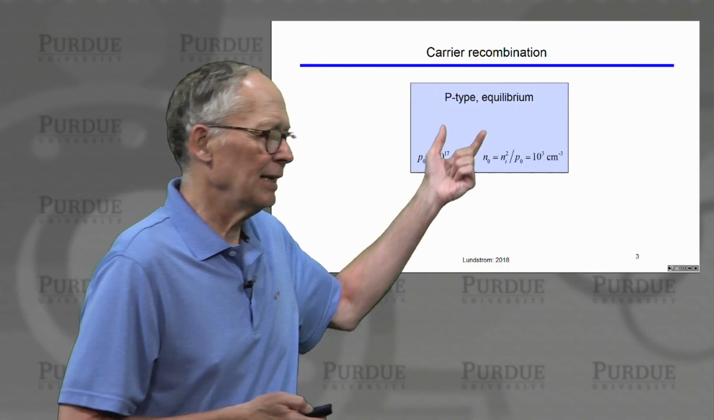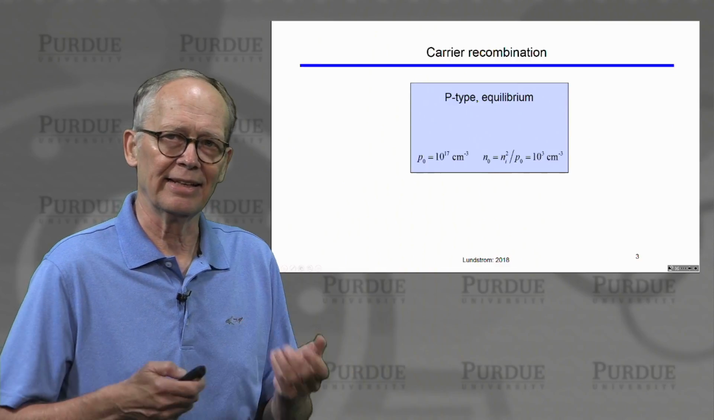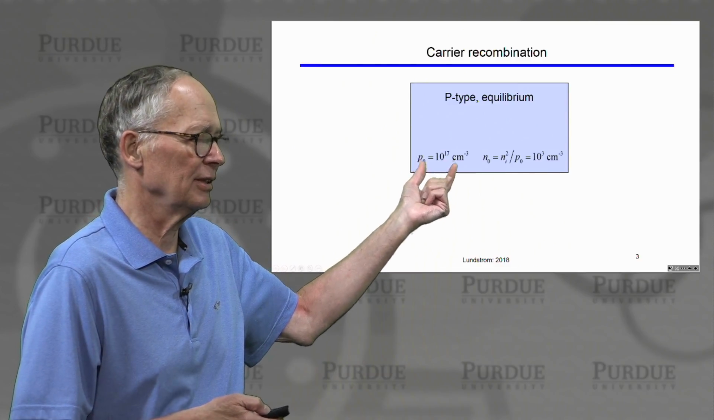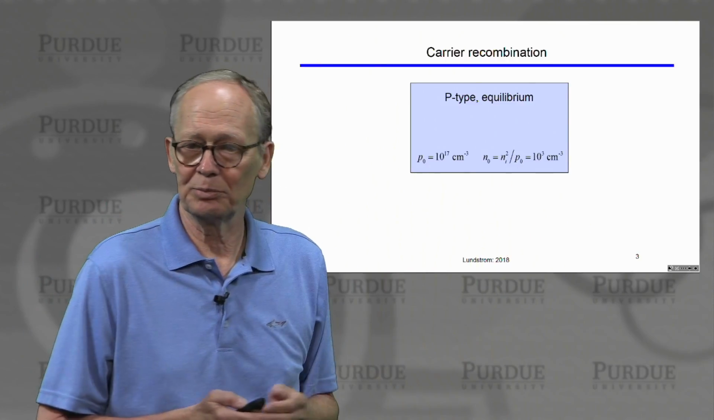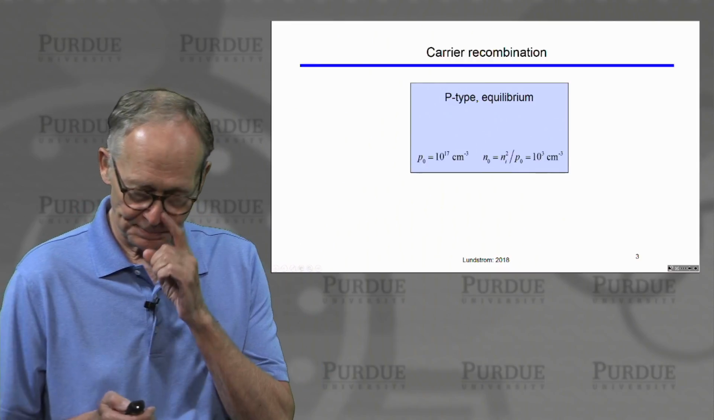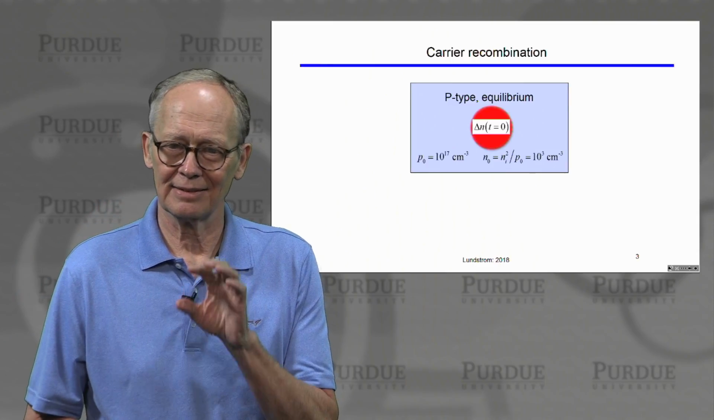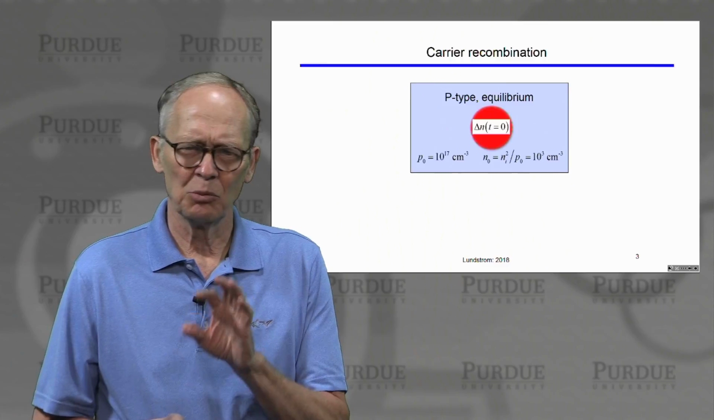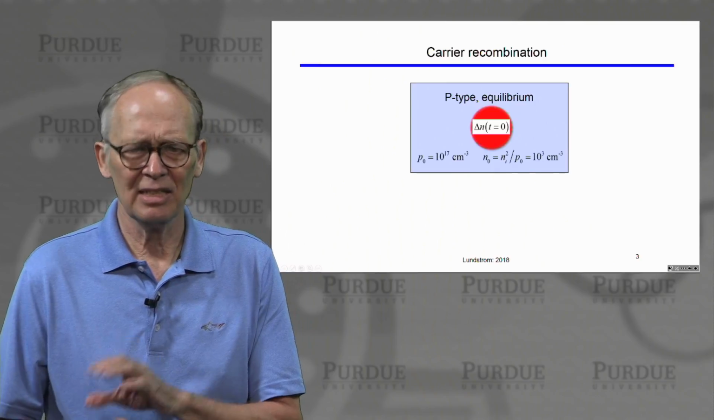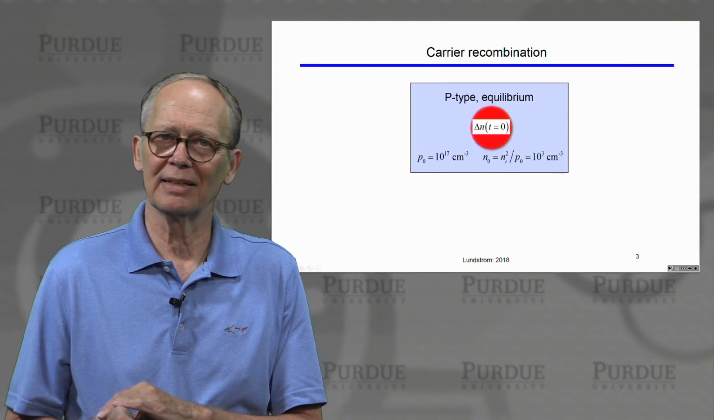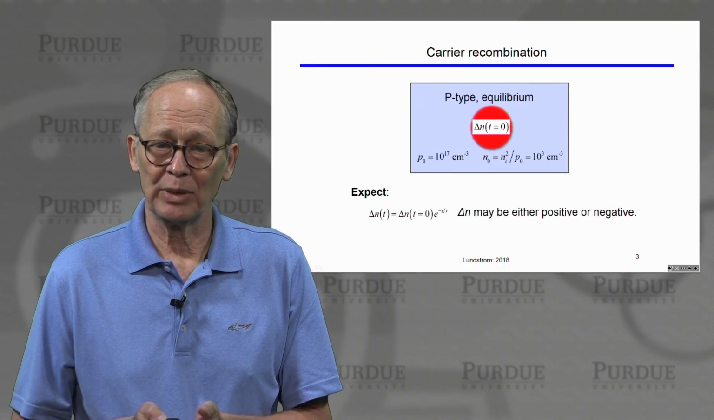So let's consider a p-type semiconductor in equilibrium, doped at 10 to the 17th in the extrinsic region. So the hole concentration in equilibrium is 10 to the 17th per cubic centimeter. The electron concentration then would be 10 to the 3rd per cubic centimeter. Now let's introduce some excess carriers at time t equals 0. We're primarily going to be interested in the number of excess minority carriers, but let's assume that we've introduced an equal number of excess holes as well. We do that at time t equals 0, and we ask what happens.